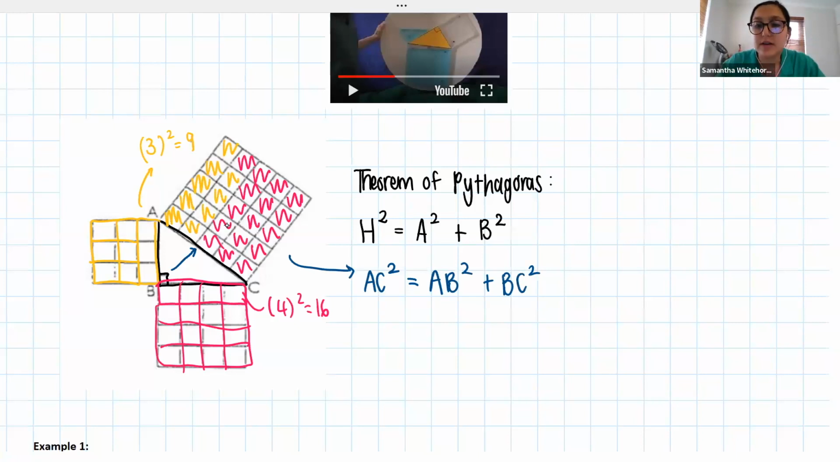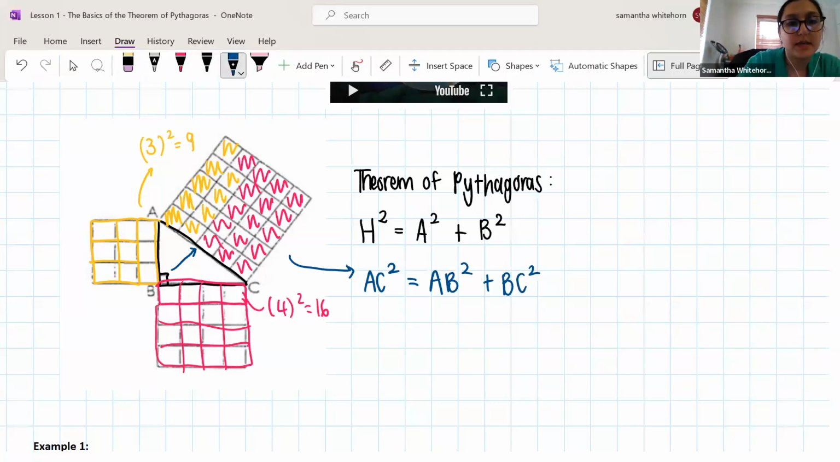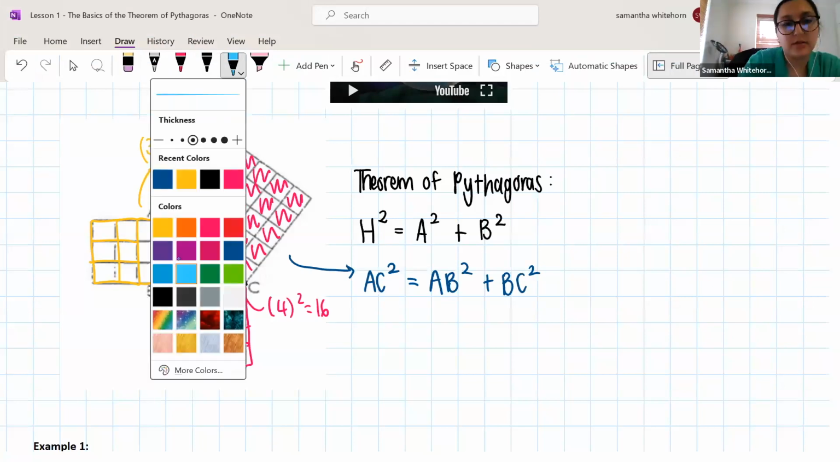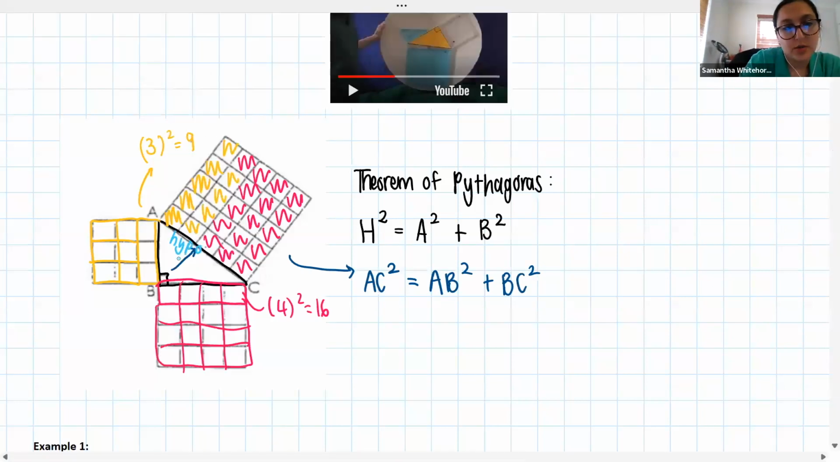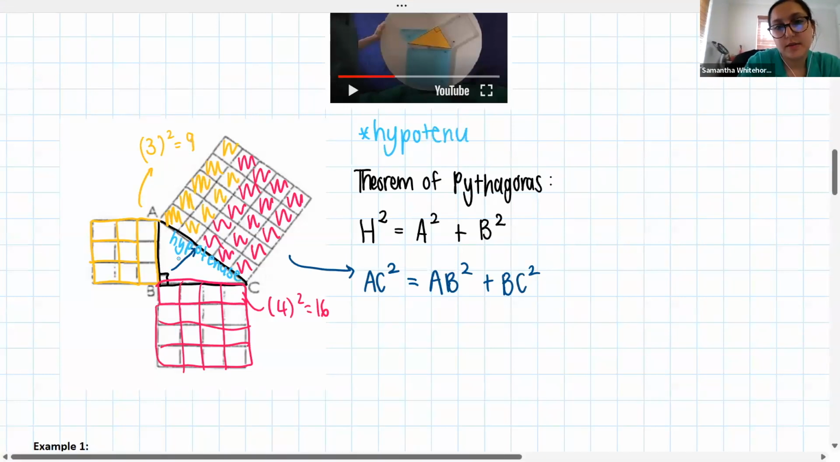So Pythagoras allows us to work out the length of any side in our right angled triangle by squaring the lengths of our sides. Okay, so importantly again, the side opposite our right angle is what we call our hypotenuse. Your hypotenuse is always opposite the right angle. I'm going to write it here for you as well. So it's always opposite the right angle. And it is always the longest side.